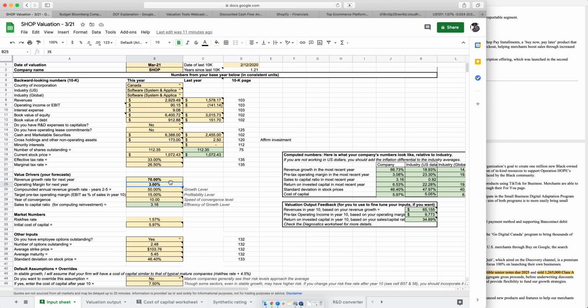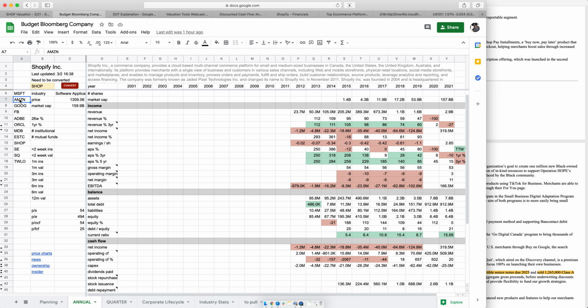Operating margins. This one I was a bit conflicted about. Right now it's actually very low margins. Sort of unsurprising, because I think if you compare this to Amazon, I believe they also have really low margins.